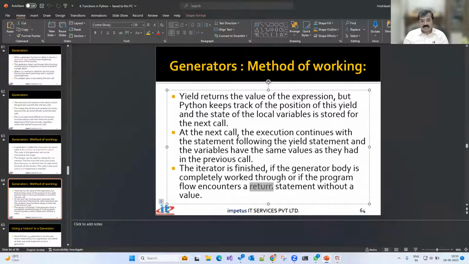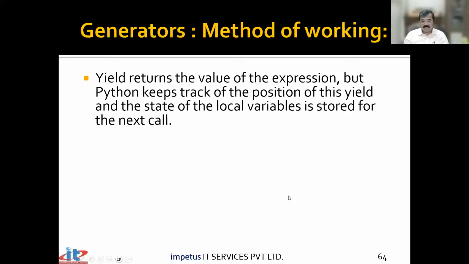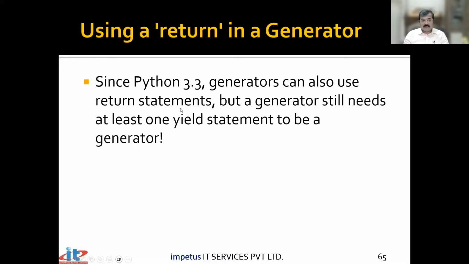So this is the return statement. When it is encountered, it assumes that the generator has exhausted. There is nothing more to be generated now. Since Python 3.3, generators can also use a return statement. That means before 3.3, you could either have a return statement or a yield statement, you could not have both. But in the first example itself, we had a return statement at the end, which was not a behavior exhibited earlier. Now that is possible. But generators still need at least one yield statement to be a generator.